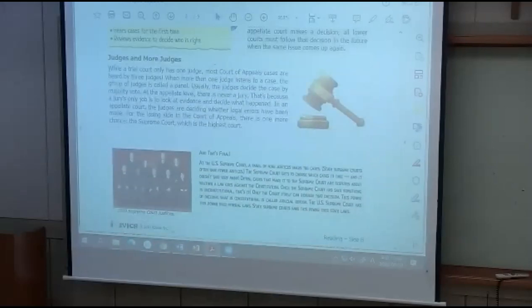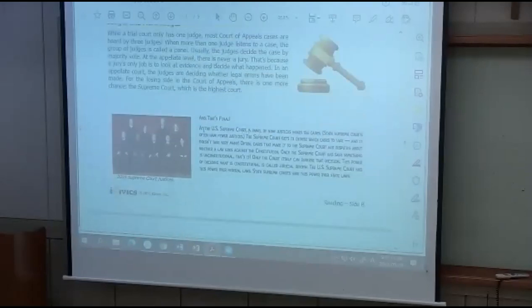Judges and more judges. While a trial court has one judge, most Court of Appeals cases are heard by 3 judges. When more than one judge listens to a case, the group of judges is called a panel. Usually the judges decide the case by majority vote. At the appellate level, there's never a jury. That's because a jury's job is to look at evidence and decide what happened. In an appellate court, the judges are deciding whether legal errors have been made. For the losing side in the Court of Appeals, there is one more chance, the Supreme Court, which is the highest court.